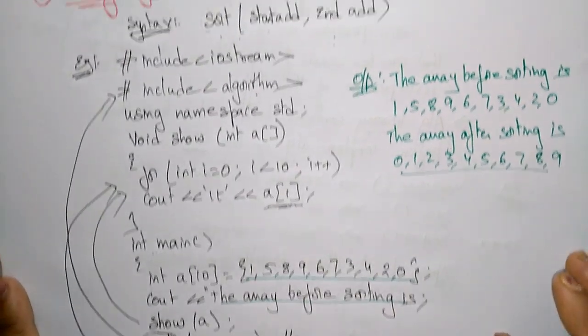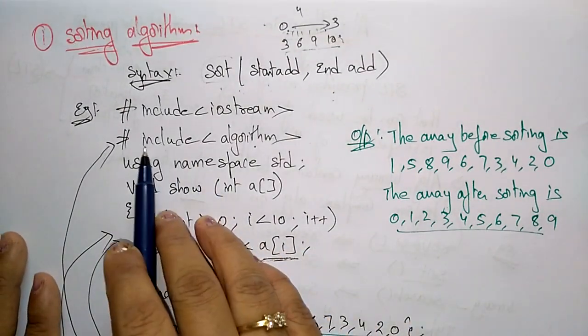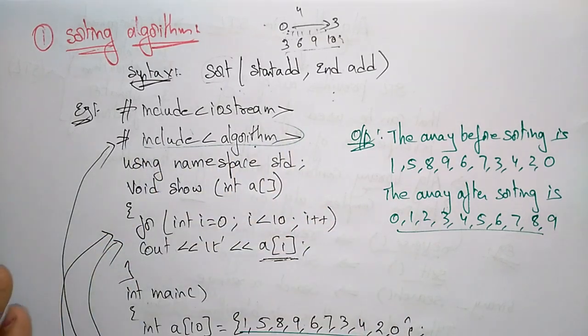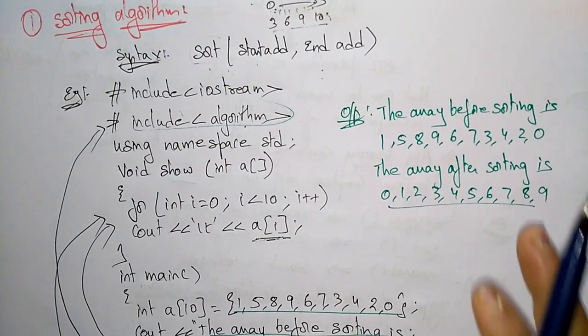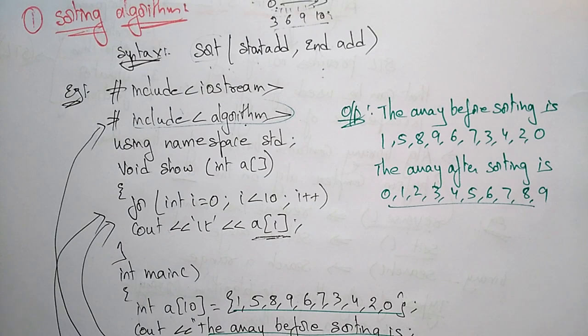So this is how, with the help of this sorting algorithm, we are just calling the functions within the main program. In the next video, I'll explain the next type of algorithm, that is the searching algorithm.